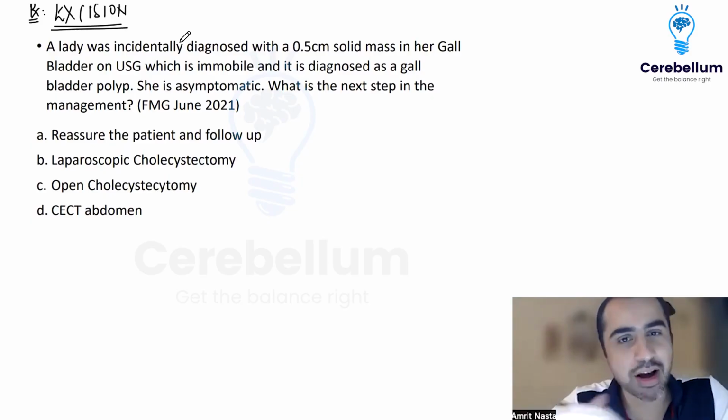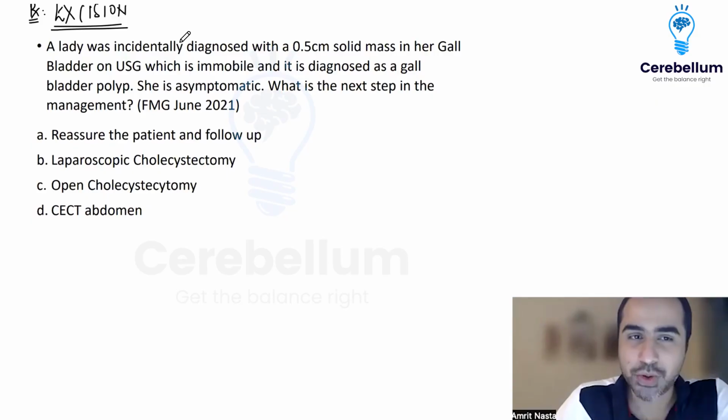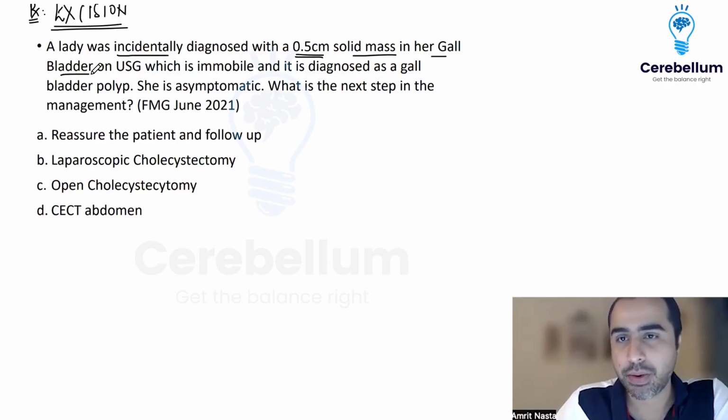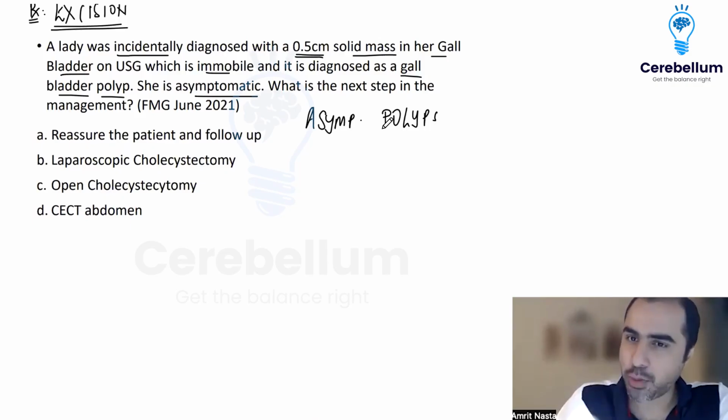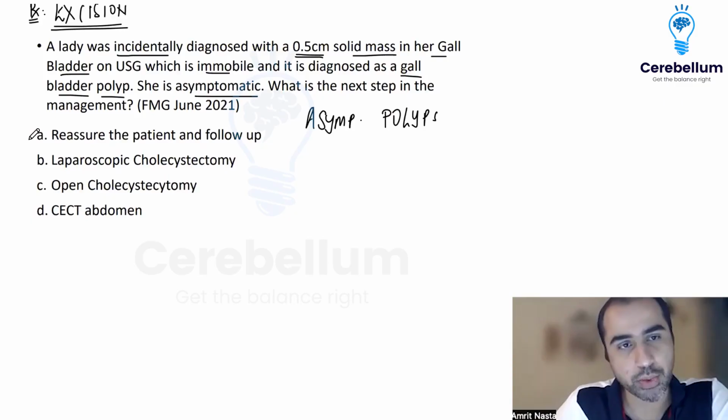Okay. So a lady was incidentally diagnosed with a 0.5 centimeter gallbladder mass. It is immobile, diagnosed as a polyp. She is having no symptoms. What is the next step? So basically, what will you do for asymptomatic polyps? That is what they are asking you. Obviously, asymptomatic polyps can be left alone. So the answer is going to be B.